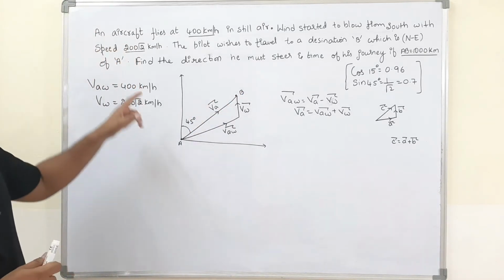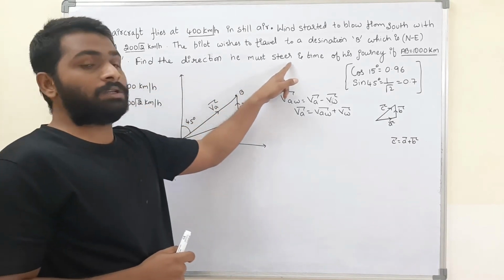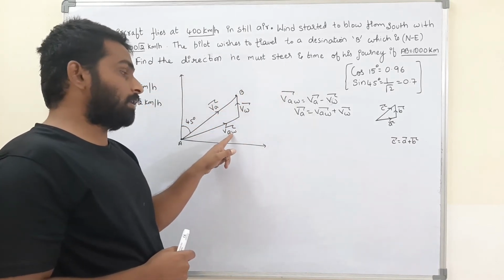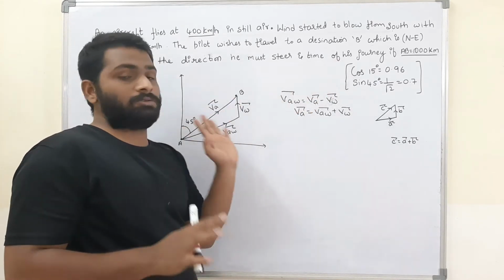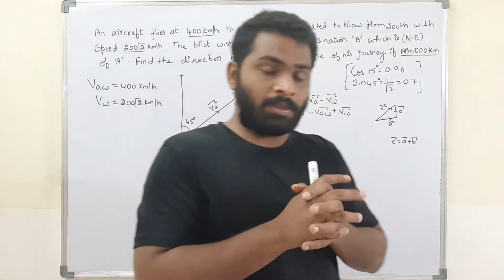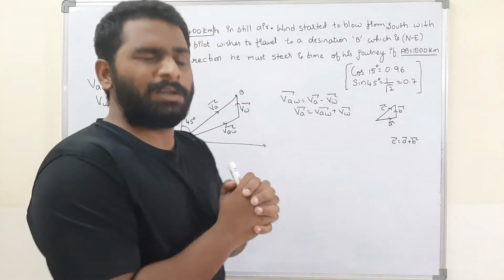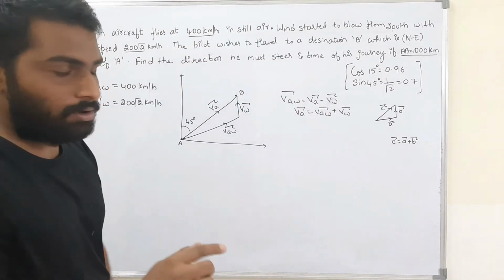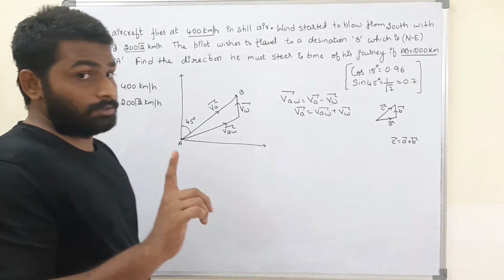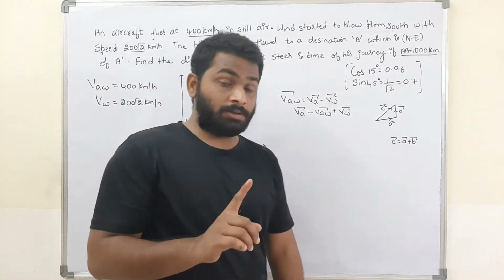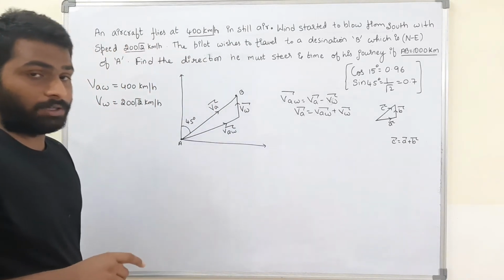Okay. Now, what do you want to find? Find the direction he must steer. That means you want to find the direction of VAW. That is nothing but the direction of steering and the time of his journey. That is the question he has to solve. Now, how can I solve this question? Think. Just pause the video and think how can I solve this question. It's very important, not easy. This question is not easy. Think. Just pause the video for 30 seconds and think.